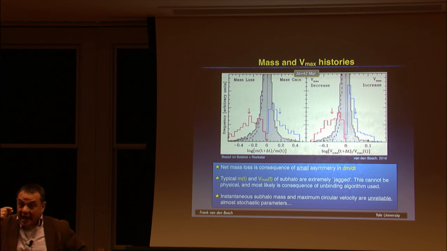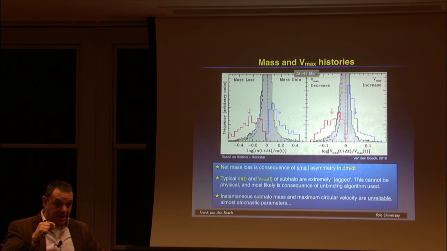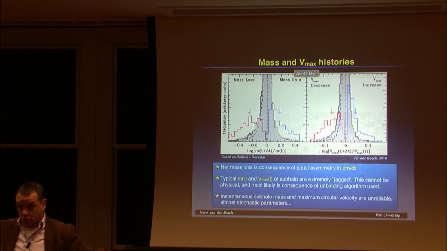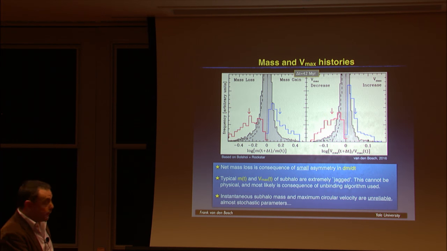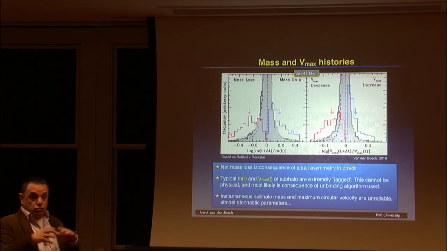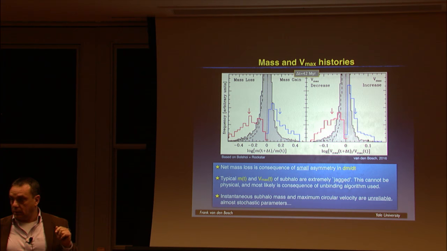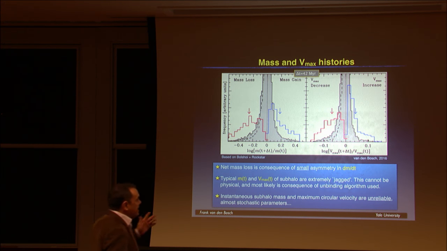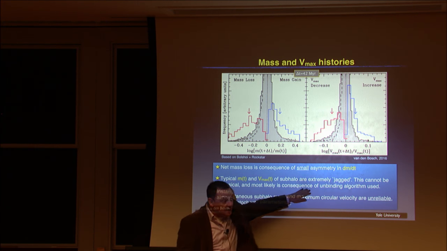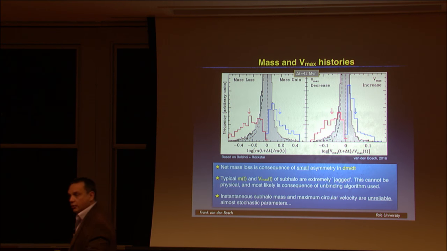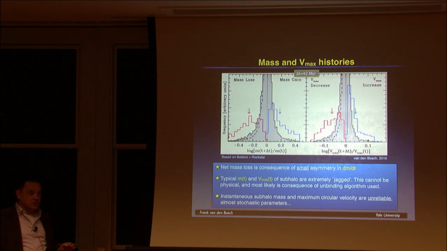So there is a little bit of excess mass loss compared to mass gain. That's the actual physical thing of the halo losing mass. But it's superimposed on something dramatically noisy. And I think most likely this has to do with the unbinding criterion that was used by the subhalo finder. I don't think this is a problem of the simulation. I think it's a problem of the analysis of the simulation.